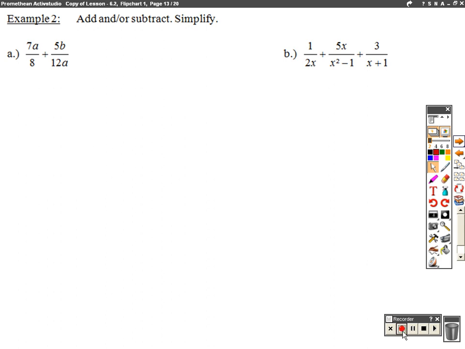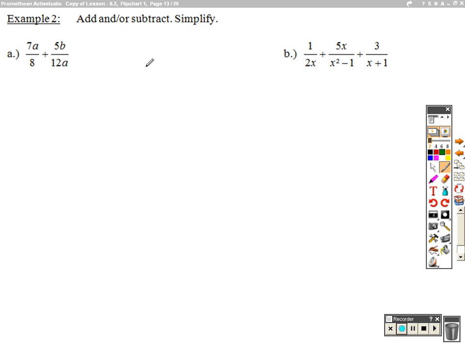Okay, looking at example 2, we are adding and subtracting some rational expressions with unlike denominators. So we go through the 7 steps. The first step is to factor the denominators, which really can't be factored anymore. I mean, I could do a factor tree on 8 and 12, but these are easy enough numbers. I can pretty much skip straight to step 2 and identify the LCD, the least common denominator. The LCD, I need to find the smallest number that 8 and 12 go into evenly, which is 24.